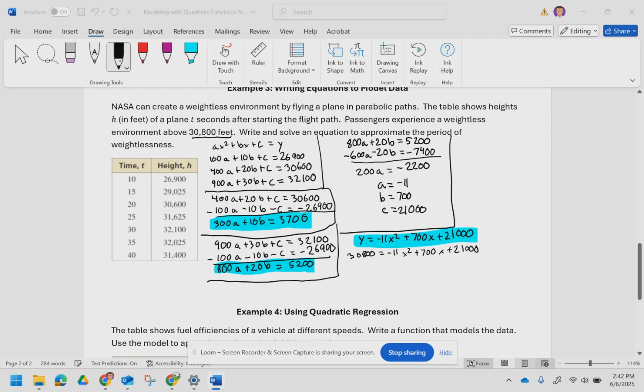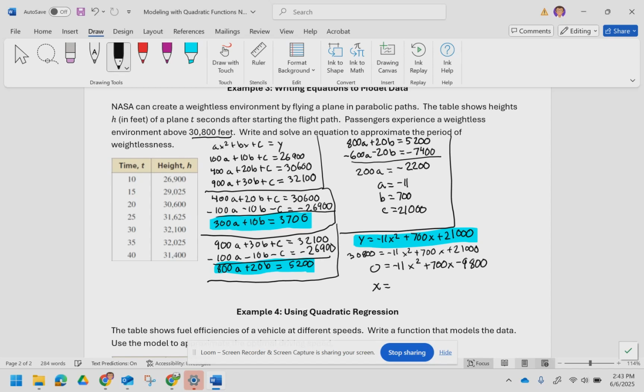Now I'm going to put this in standard form so that we can then use the quadratic formula. So subtracting 30,800 from both sides of this equation, I will get 0 is equal to negative 11x squared plus 700x minus 9,800. So now I use our quadratic formula to solve for the values of x that make this true.